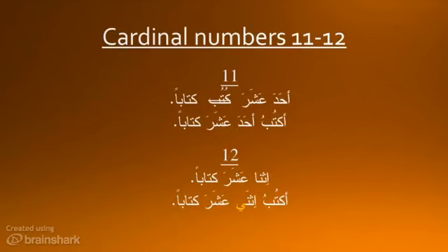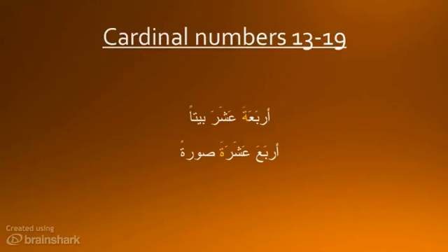Now for 13 through 19, we're back to the reverse gender agreement. Kind of. The 10 agrees with the noun, but the other number doesn't. So let's look at the first example. أربعة عشر بيتا. 4, أربعة, has a feminine ending, which is the opposite of the masculine gender of beit.